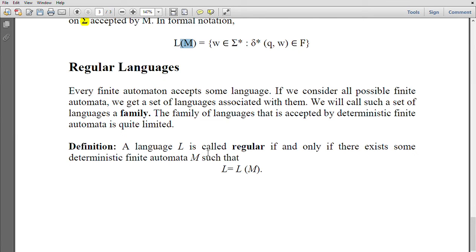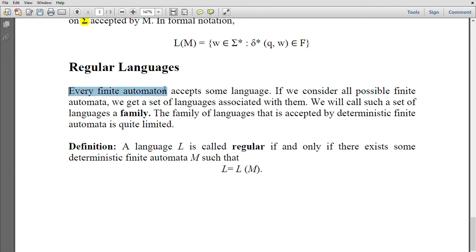And there is a relation between the language accepted by the DFA, and that language is called a regular language. So whenever there is a DFA, it will read some set of strings, and the union of those set of strings is the language of that DFA, and the language of DFA is regular. It's called a regular language. So we can read this.